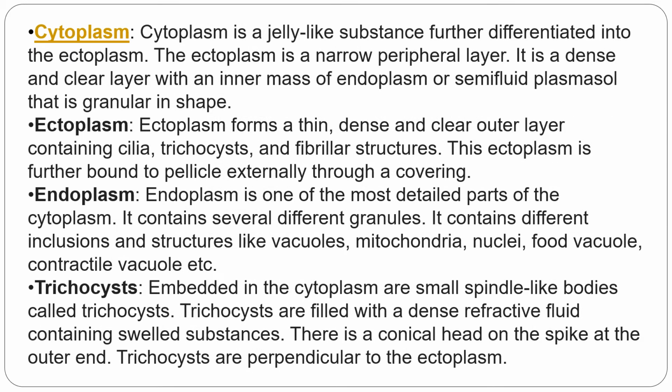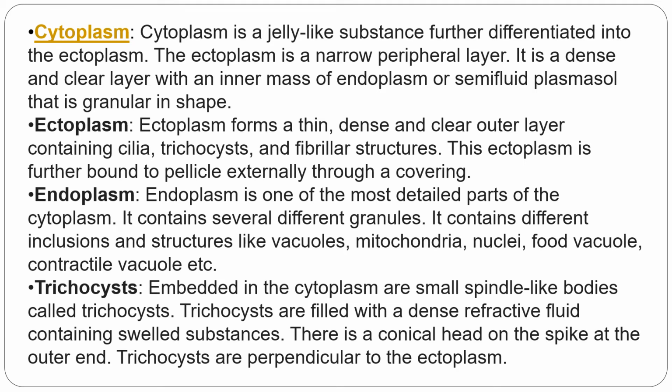Cytoplasm is a jelly-like substance further differentiated into the ectoplasm and endoplasm. The ectoplasm is a narrow peripheral layer. It is a dense and clear layer with an inner mass of endoplasm, or semi-fluid plasmosol, that is granular in shape. Ectoplasm forms a thin, dense and clear outer layer containing cilia, trichocysts, and fibrillar structures. This cytoplasm is further bound to the pellicle externally through a covering.